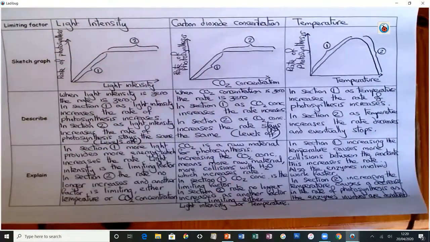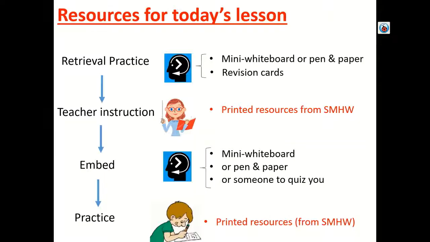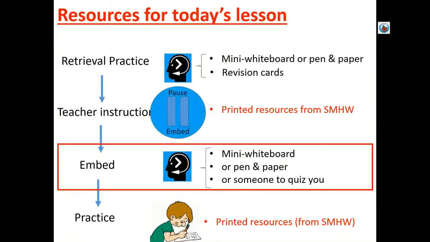Okay. If you remember, denaturing is where the active site of the enzyme changes shape, so the substrate no longer fits. So they are the 3 limiting factors that we need to know about: light intensity, carbon dioxide concentration, and temperature. What I would like you to do now is embed all that information that you have gleaned today. So this is where you'll need your mini whiteboards or your pen and paper or someone to quiz you on the 3 limiting factors. So if you can pause and embed.